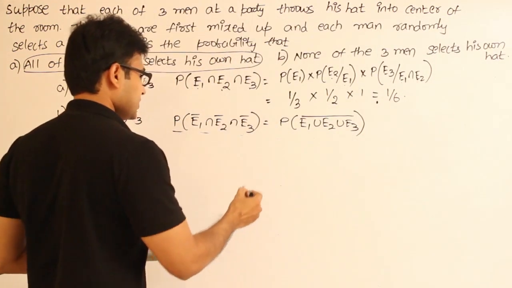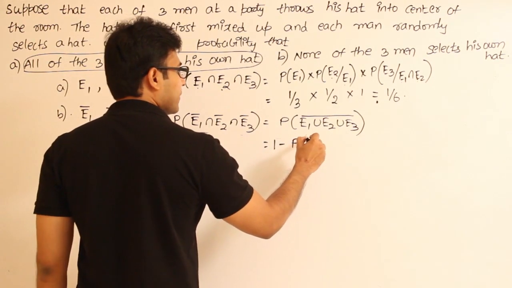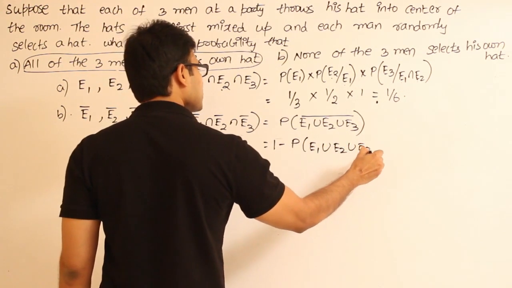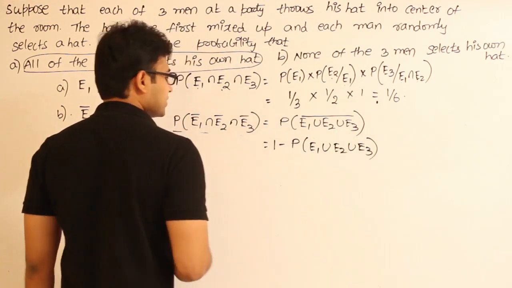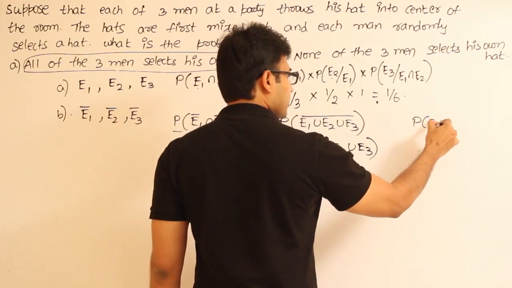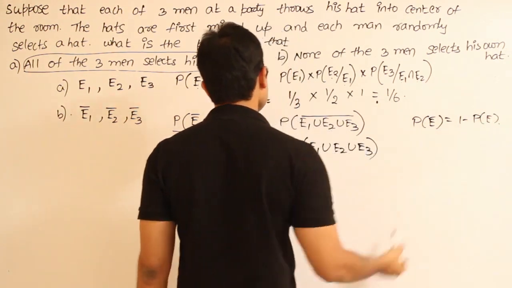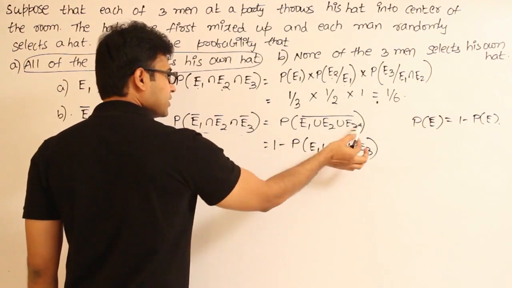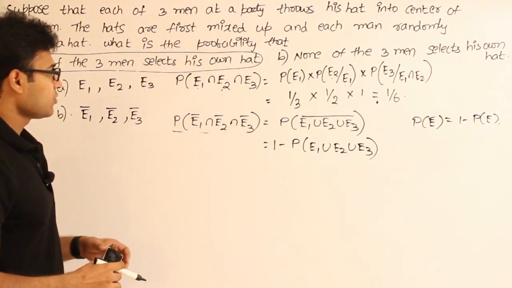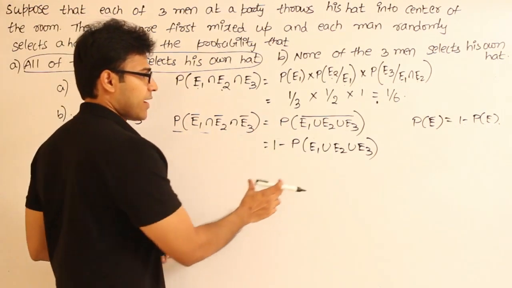Now how can you write about this? This is equal to 1 minus probability of E1 union E2 union E3. So how can I write this? I have already given you this, right? So I have already explained to you that probability of E complement is equal to 1 minus probability of E. Similarly, if you take this entire thing as one event, E1 union E2 union E3, then I can directly write like this. So in order to solve this question, I have to solve this one. In order to solve this, I have to solve this. Now I have to solve this part.